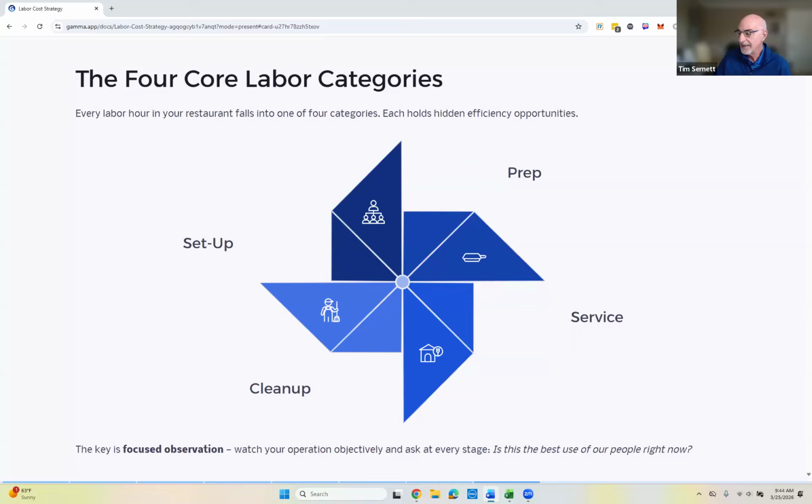And here's the broader point. The same thinking applies to everything in your kitchen. Who should be doing what and at what wage level? That's the non-utilized talent question in action.